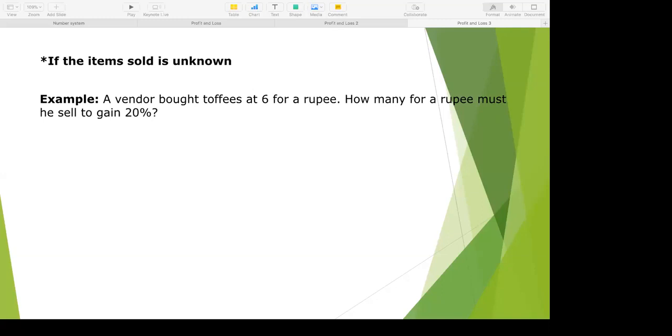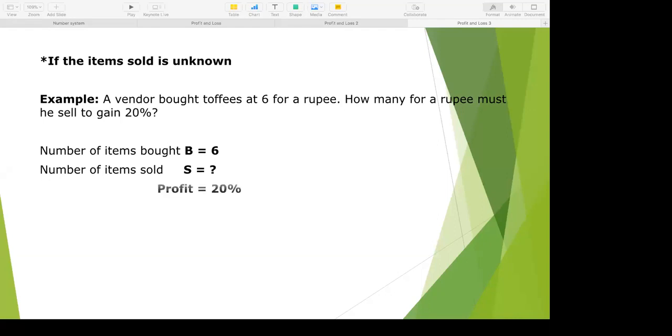That is the catch. So now you know the formula. Put the value of B. What is the value of B here? The value of B for the formula is 6. Do we have the value of S? We don't have the value of S. Number of items bought is B, which is 6. Number of items sold, which is S, is not given. We need to find it out. Profit is given as 20%. We know the formula: profit percentage is equal to B minus S upon S into 100. So if I put all the values in the formula, 20% is equal to 6 minus S upon S into 100.